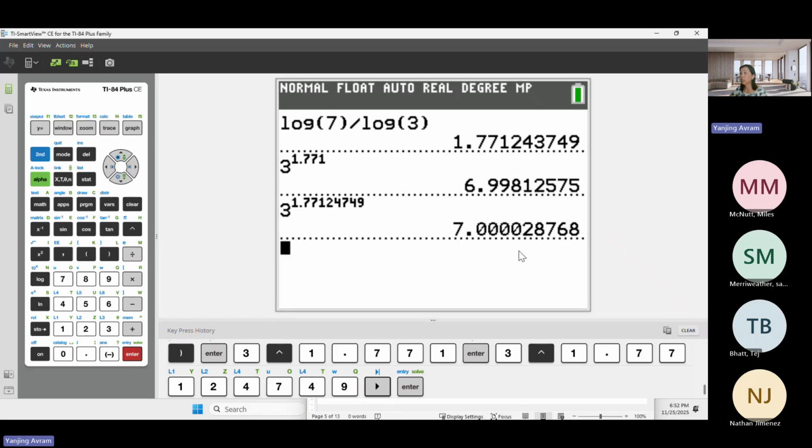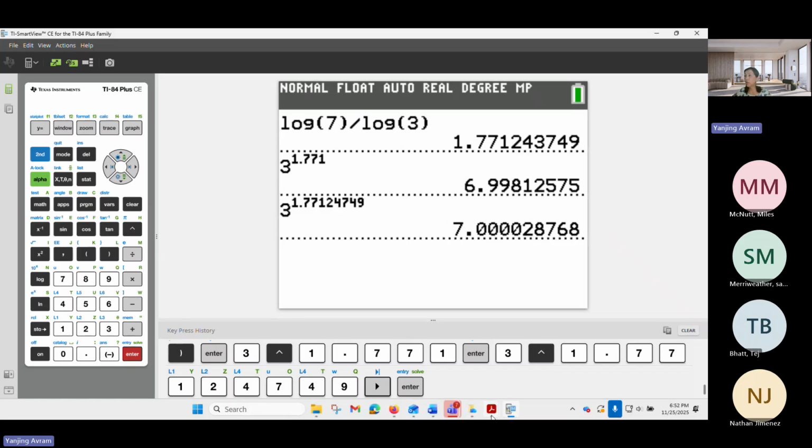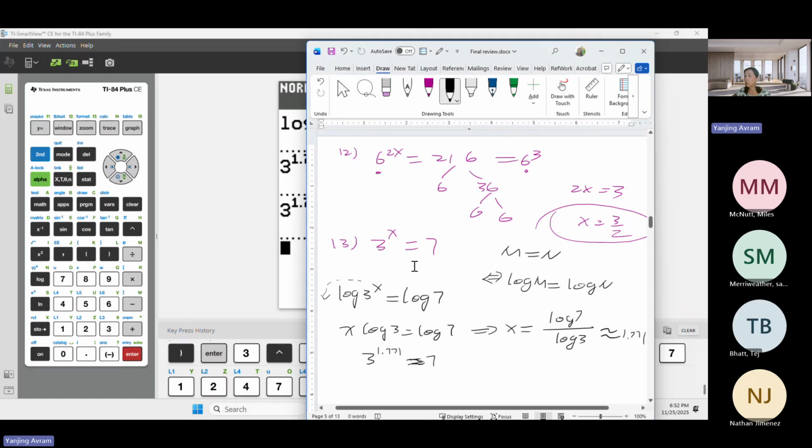Look at this one right here. This will be 7.0000 something, right? So this will be very close to 7. All right, so that is how we find this one right here.